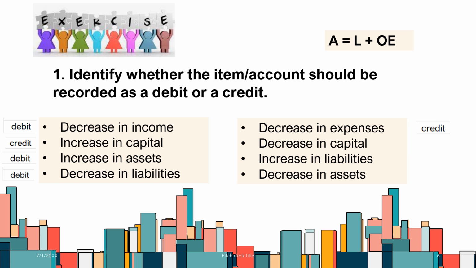How about decrease in capital? Okay, owner's equity, when you increase, you credit. Then when you decrease, you debit. About increase in liabilities, liabilities are found on the credit side, credit. And then how about decrease in assets? Since assets are found on the debit side, the opposite, you credit. So that's our answers for exercise number 1. I hope you also got the same answers.